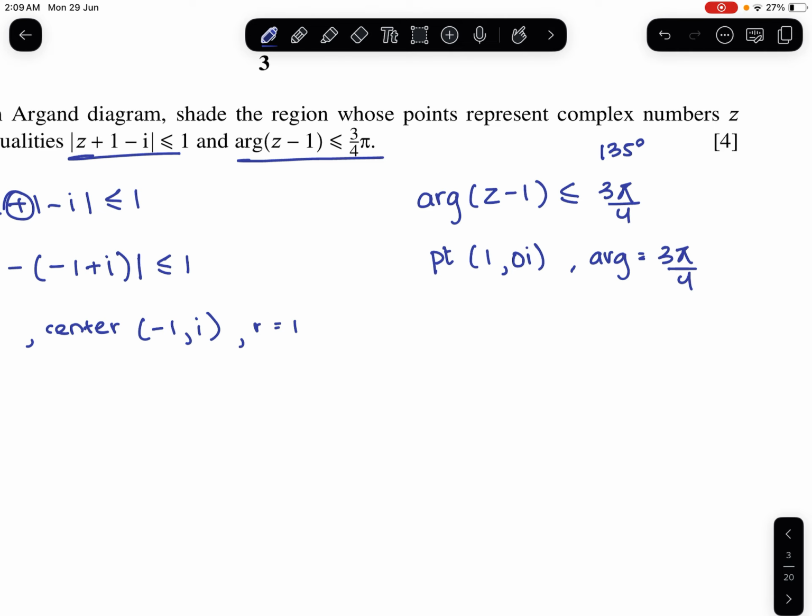If you didn't get how I got this information, I'll just rewrite it for you. We have arg and then just z minus. After the minus, we have just the 1 that was written over here. And since there's no i written, it's 0i. Then the rest is the same, just less than or equal to 3 pi over 4. So this is how I got these points.